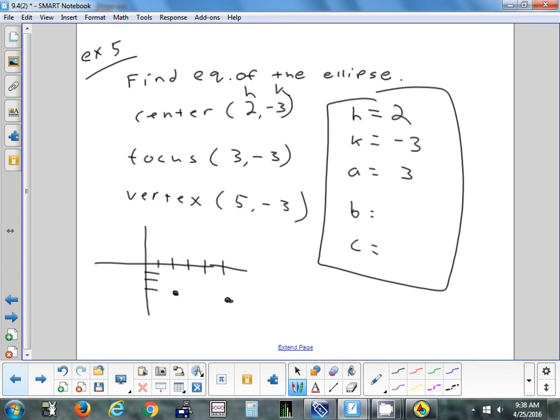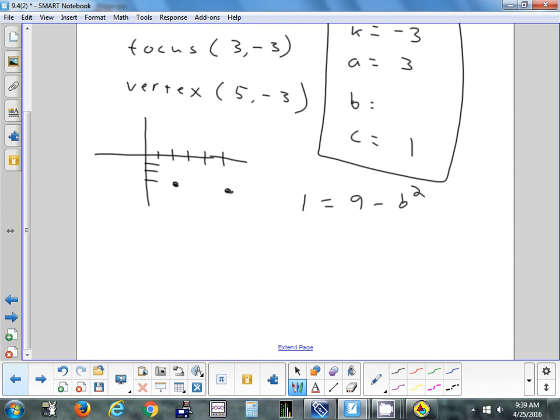Okay, how about, what can I get next, B or C? Do I know the distance from the center to the minor axis? No, I don't know that, but I do know the distance from the center to the focus. How far apart are those? 1. Yep. And now we can get B using our formula. C squared equals A squared minus B squared.